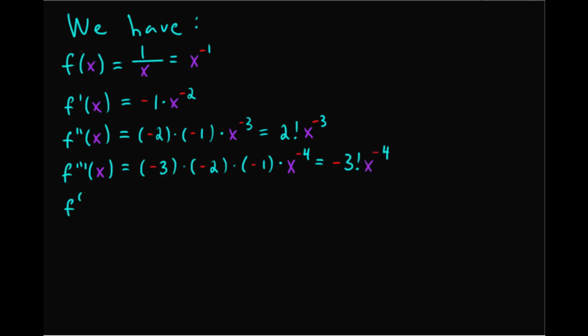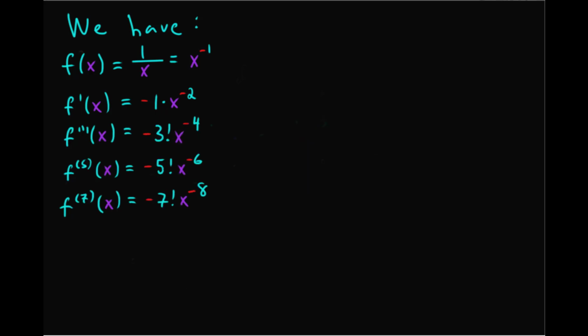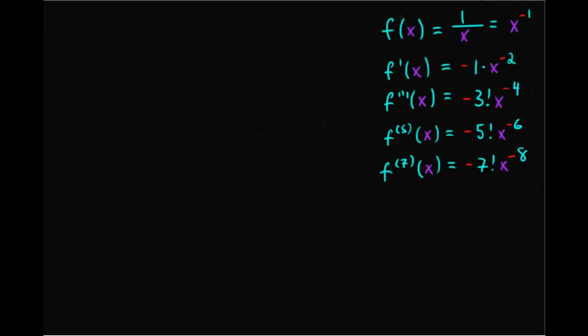And now I hope you can see the pattern. The fourth derivative of f of x equals 4 factorial times x to the negative 5. The fifth derivative equals negative 5 factorial times x to the negative 6. The sixth derivative equals 6 factorial times x to the negative 7. And the seventh derivative equals negative 7 factorial times x to the negative 8. Now, for the purposes of the Euler-Maclaurin summation formula, we only need f of x and its odd-indexed higher-order derivatives, so I'll group those together and move them to the right-hand side of the screen for reference.